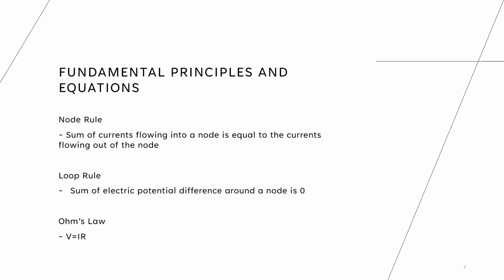Physics involved. Fundamental principles and equations. The node rule being the sum of all currents flowing into a node is equal to the currents flowing out of the node, and all currents surrounding the node equaling 0. The loop rule being the sum of electric potential differences around a loop is 0. And Ohm's law being V equals I times R, or current times resistance equals voltage.